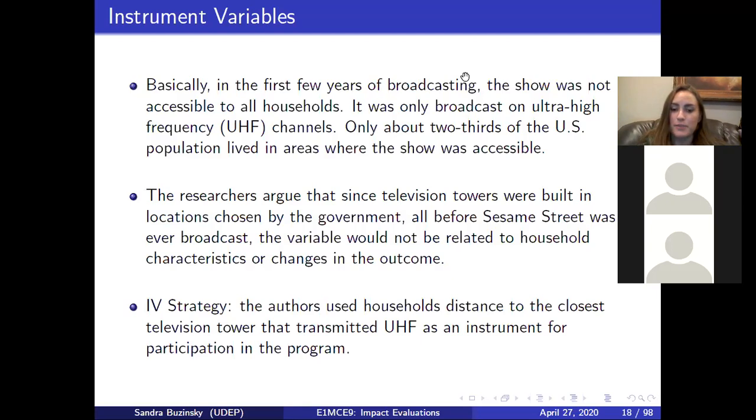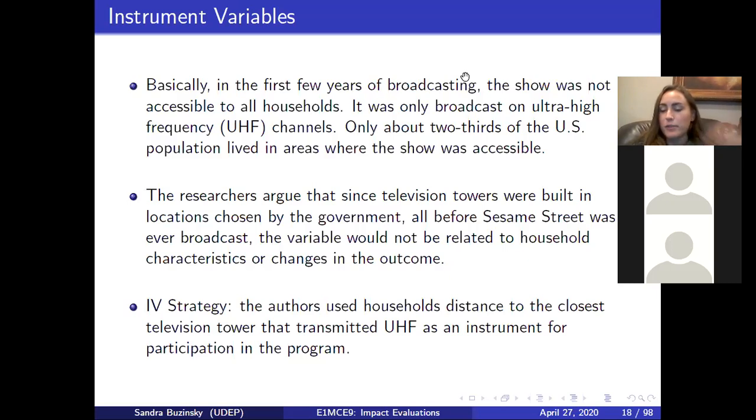The channel proposed is questionable. Okay. Yeah, so we all agree that this instrument variable is not the strongest on the basis of the exclusion restriction, because we all agree that there might be some relationship between being closer to the channel or being closer to the tower and watching Sesame Street, right?